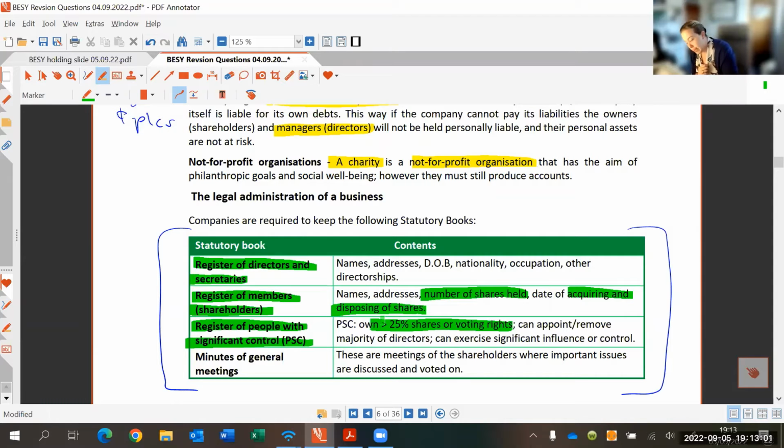The other thing that may need to be required is that you keep any minutes of any general meetings. When we talk about general meetings, what do we mean? Who tends to think on that? What's a general meeting? They're sometimes known as annual general meetings or AGMs as well.